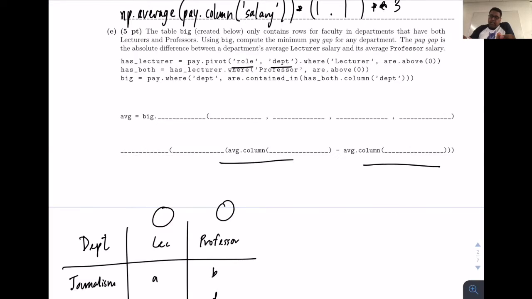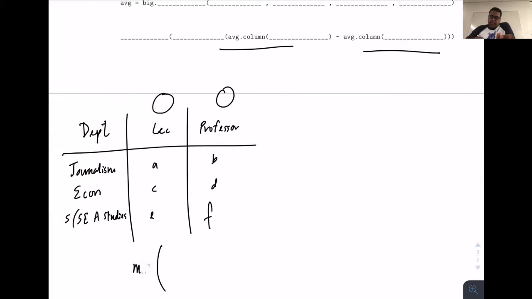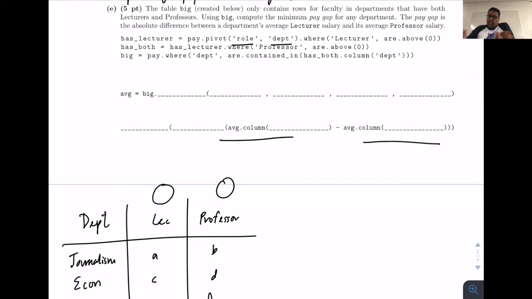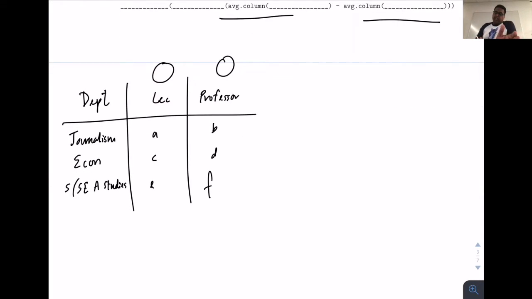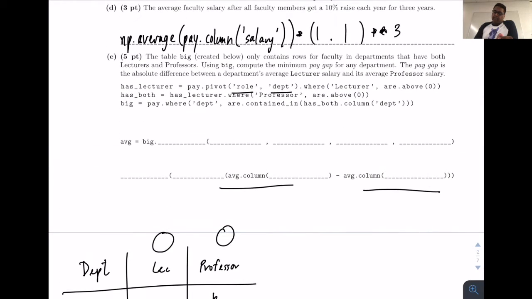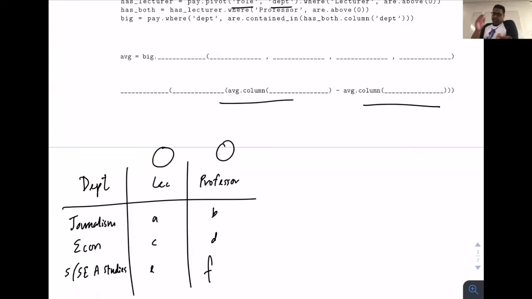So what we want to do is create a table that has the average salary of each of these positions: average salary for econ lecturer, average salary for journalism prof. Get some sort of table like that, and then take the average value for lecturers and average value of professors, subtract them, and find the minimum value of that. And that will give us our minimum pay gap, which is what the question wants us to find.